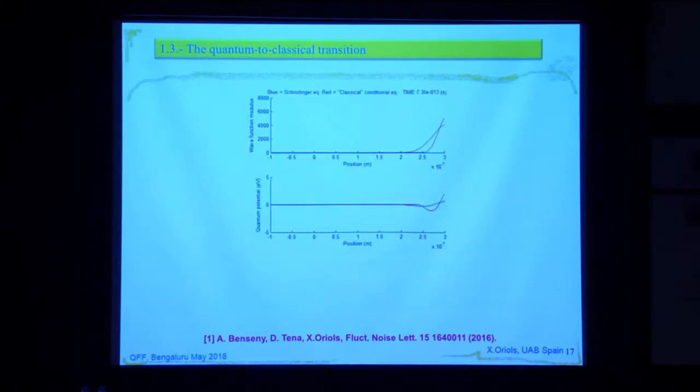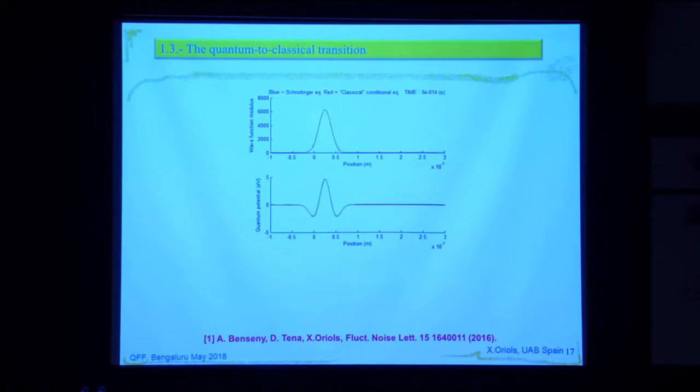And here you have some result. What you see is that in blue you see the typical evolution of a free-space Schrodinger equation, and in red you see the solution of the classical Schrodinger equation, and basically you see that the wave packet is not spreading.